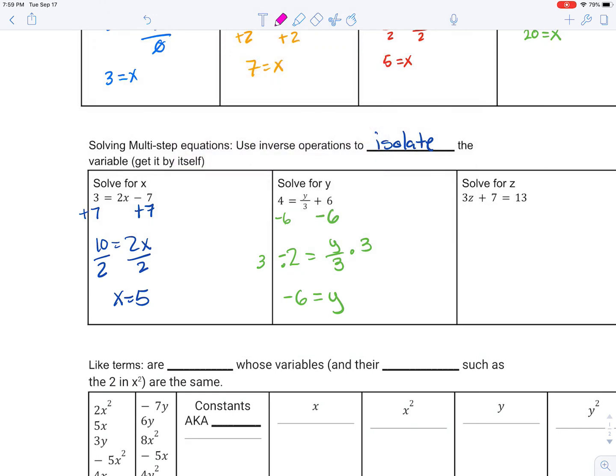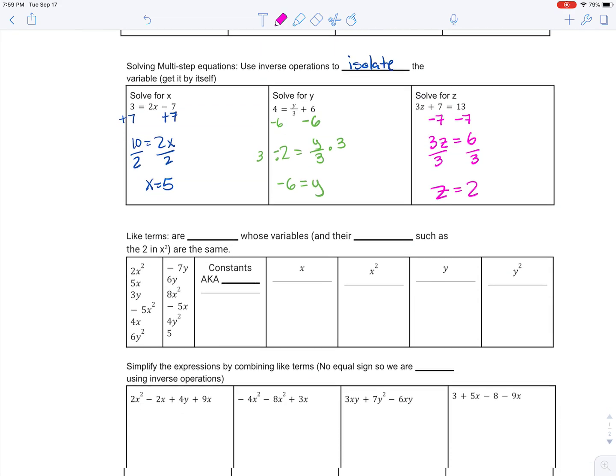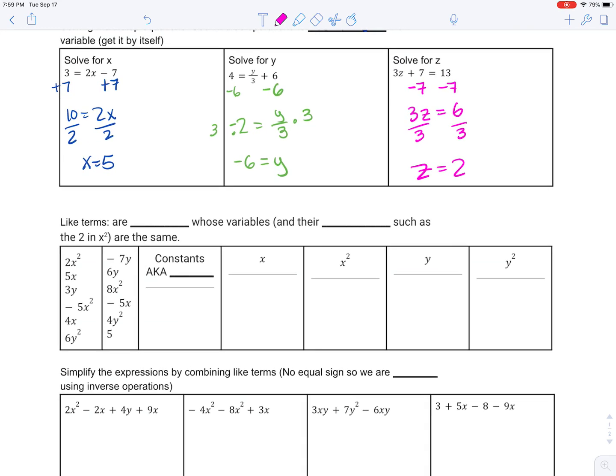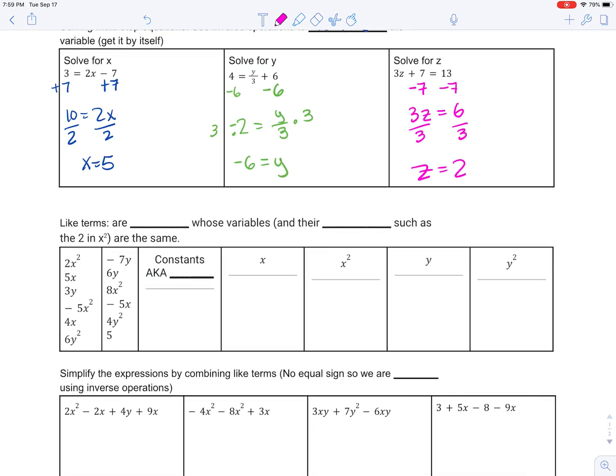Last example over here. It doesn't really matter that we've got more going on the left of this equation. We're still going to move everything away from the z. So now we're going to subtract 7. Subtract 7. 3z equals 6. Divide by 3. Divide by 3. z equals 2.